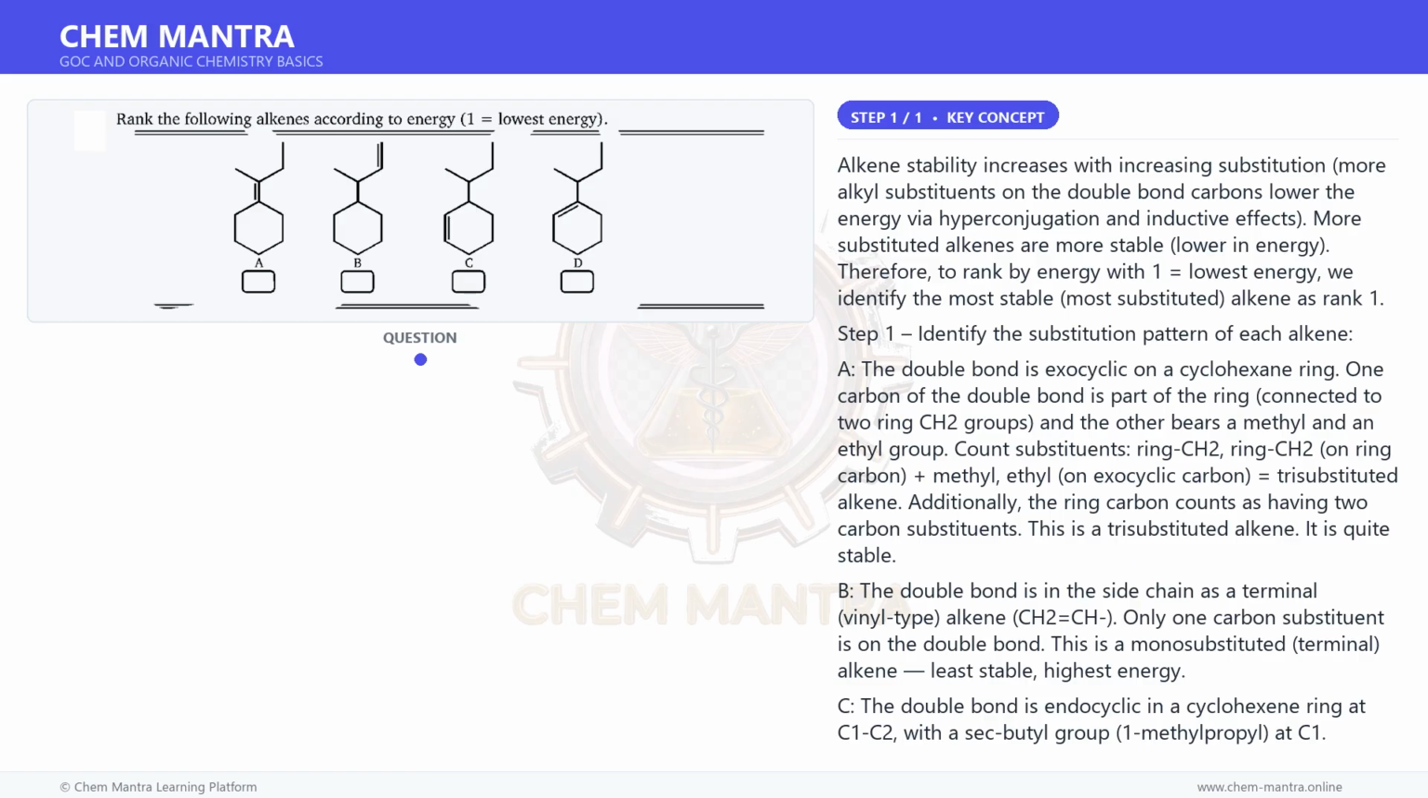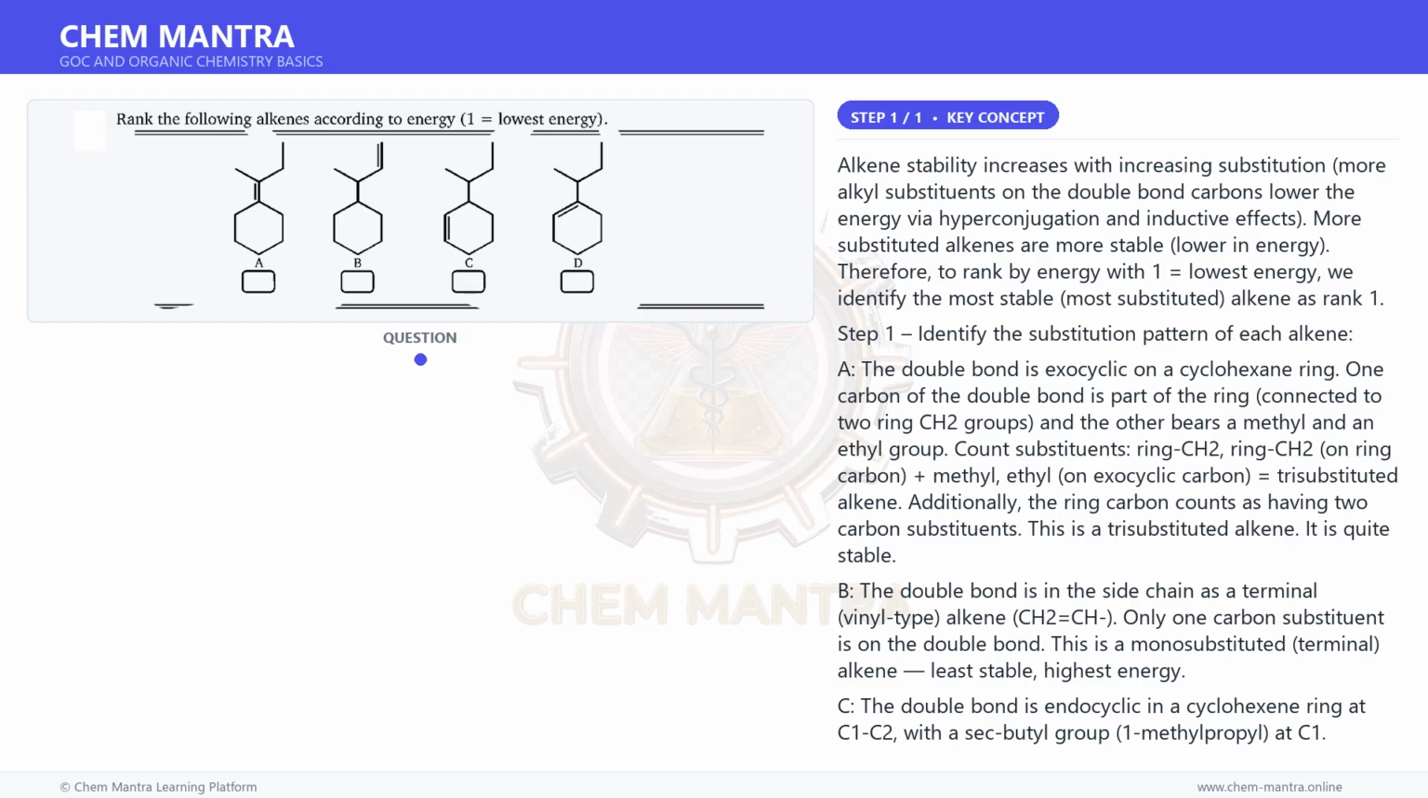B. The double bond is in the side chain as a terminal, vinyl type alkene, CH2=CH. Only one carbon substituent is on the double bond. This is a monosubstituted, terminal alkene, least stable, highest energy.